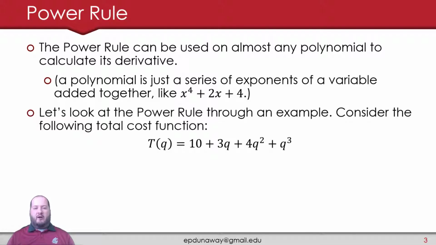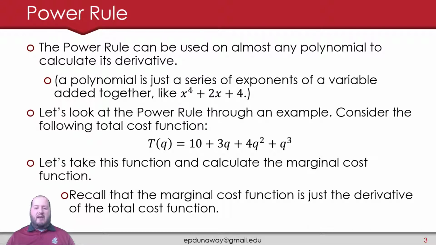Anyways, I want to show you the power rule through an example. So let's take a look at our total cost function right here. This is an example of an actual total cost function that you could see when studying economics. We have 10 plus 3q plus 4q squared plus q cubed. That's hard to say, actually. What we want to do is take this total cost function and calculate a marginal cost function from it. Remember that whenever you hear the word marginal, you should be thinking of converting something from a total to a marginal using its derivative. Total to marginal via the derivative. So that's a quick hint: whenever you hear marginal, you should take a derivative.